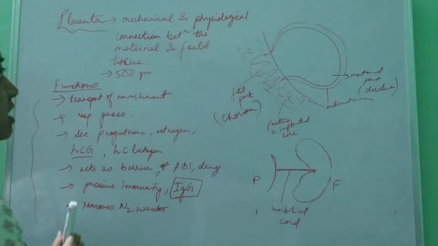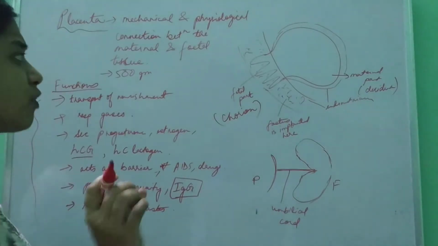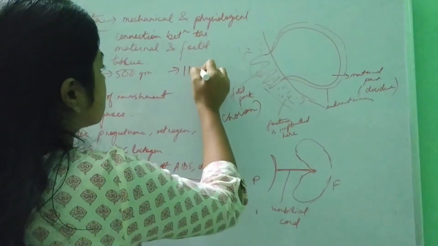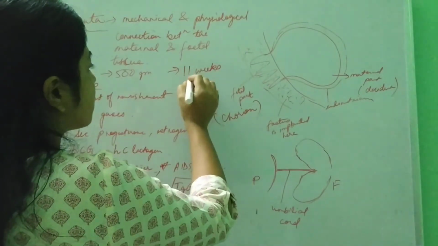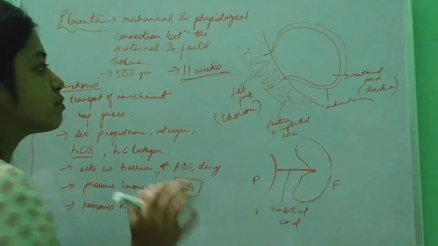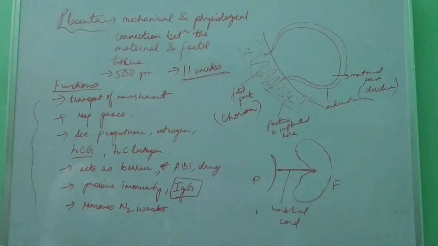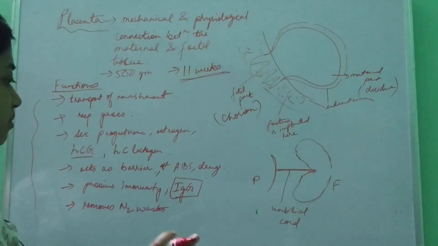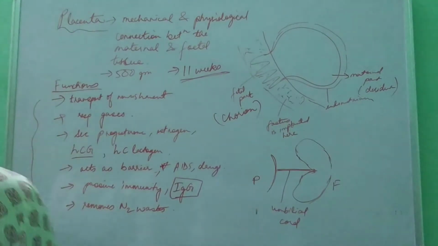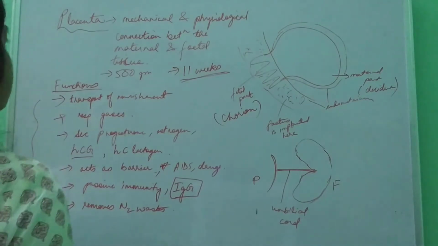So this placenta is formed in 11 weeks. After the woman is pregnant, in 11 weeks, this placenta is formed. Okay, so this is much about placenta that you need. The next part is parturition.